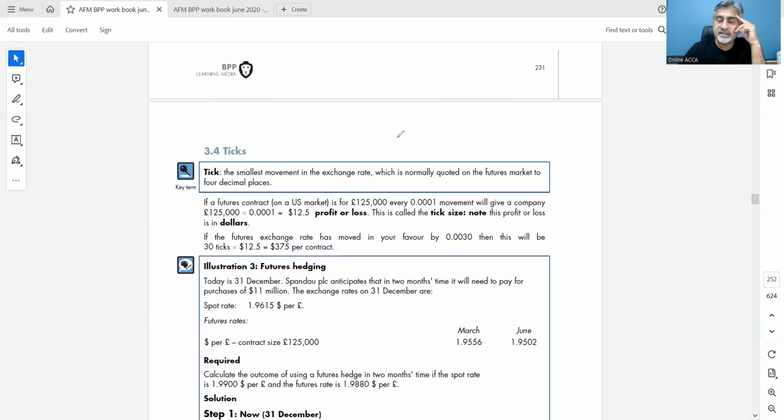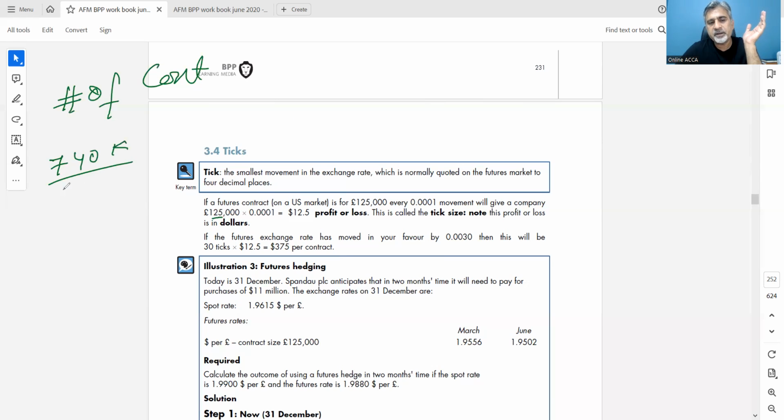Step number 2 is: how many contracts do I need? I just showed you that to get $1 million, I need to have about 740,000 sterlings. Each contract is 125,000, so I need 6 contracts. This is the second step you always decide on, the number of contracts.